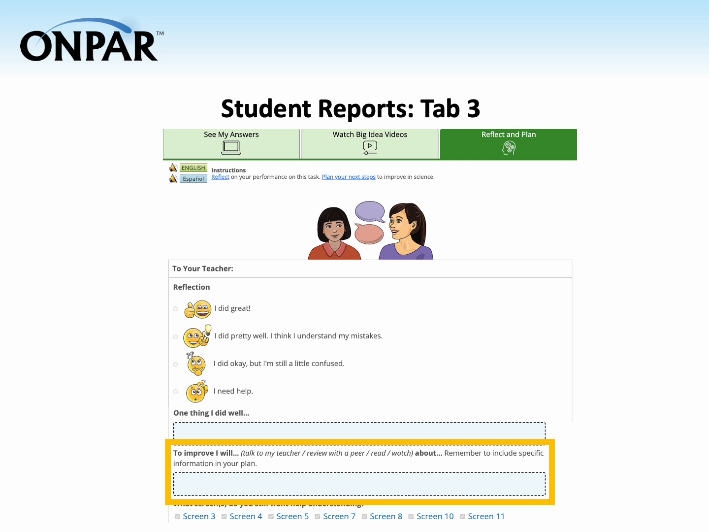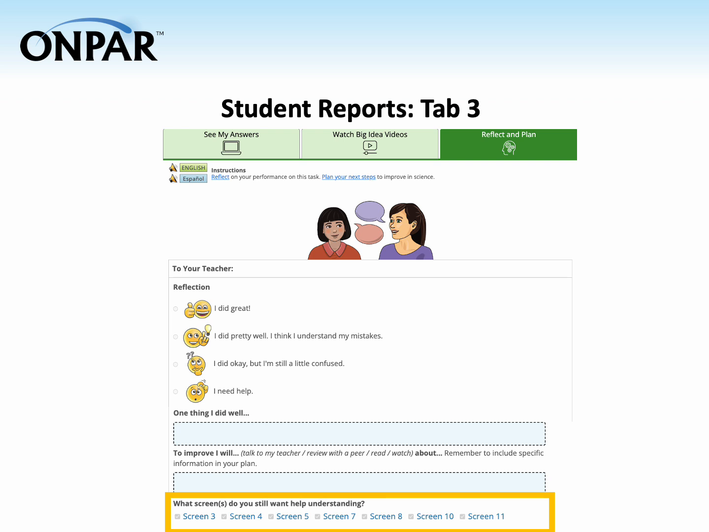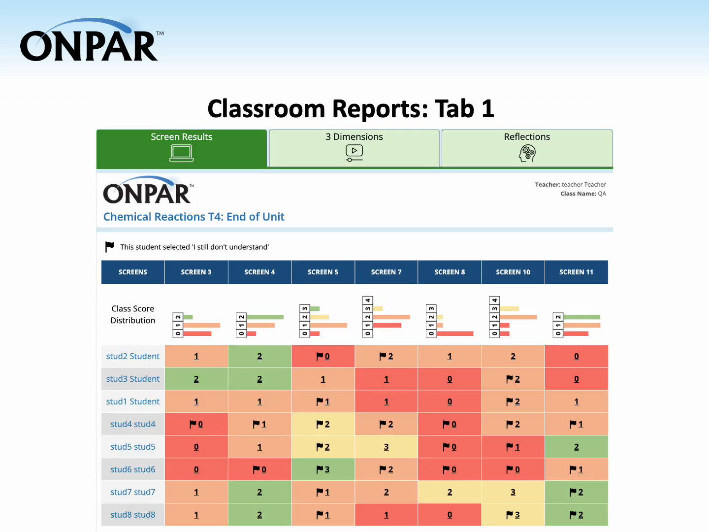taken place." Finally, at the very end, if students are still confused about any of these screens after getting all of this feedback, they can just check any of these boxes, which show up as a little flag on the teacher report. The teacher report is also organized into 3 tabs.